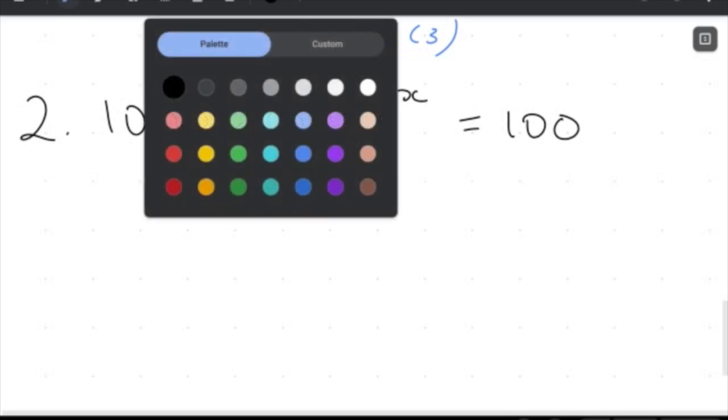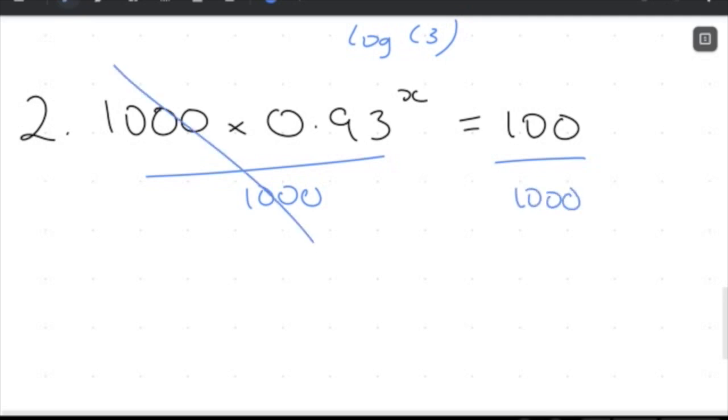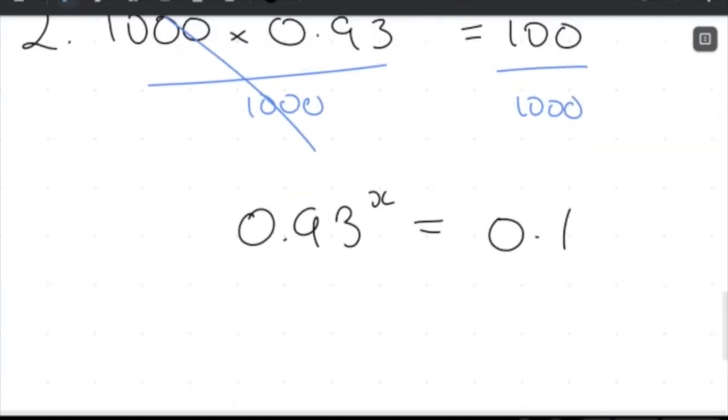So we're going to do what we do with all of our other equations. This is timesing by 0.93 to the power of x. We can undo the timesing of 1,000 by dividing both sides by 1,000. So this is going to give us 0.93 to the power of x equals 100 over 1,000. This just simplifies to 0.1. We can write this as a decimal. You can leave it as a fraction, but a decimal is just a little bit neater to write into your calculator.